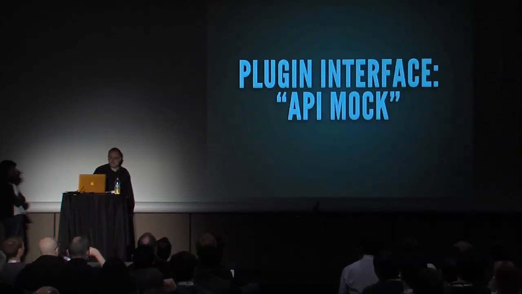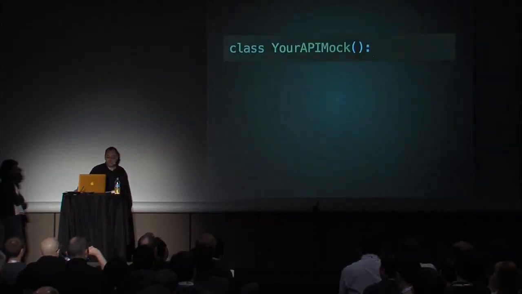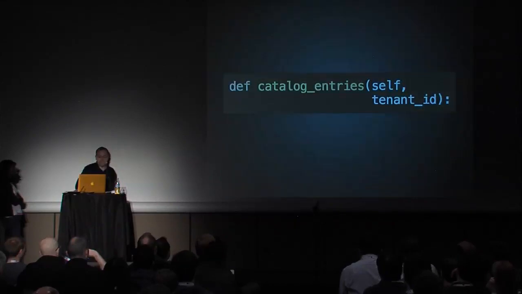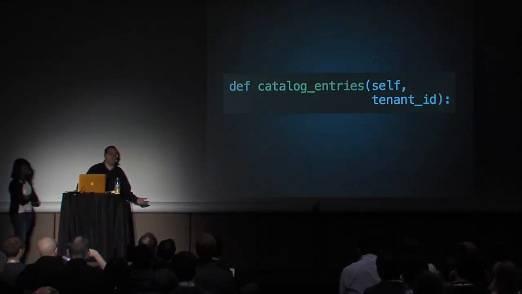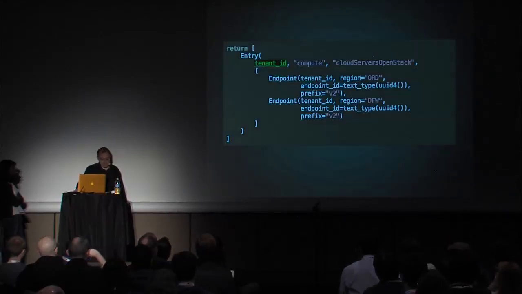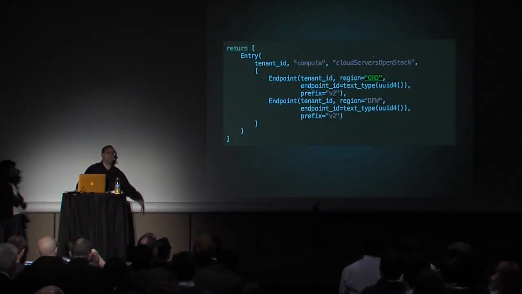Each plugin is called an API mock, and that's an object that has only two methods: catalog entries and resource for region. And that's it. Catalog entries takes a tenant ID and returns the entries in Mimic's service catalog for that particular API mock. APIs have catalog entries for each API type, which in turn have endpoints for each virtual region that they represent. This takes the form of an iterable of a class called, simply enough, Entry, each of which is a tenant ID, a type, a name, and a collection of endpoint objects, each containing the name of a pretend region. That says ORD, because that's a Rackspace region, but it could say the moon.